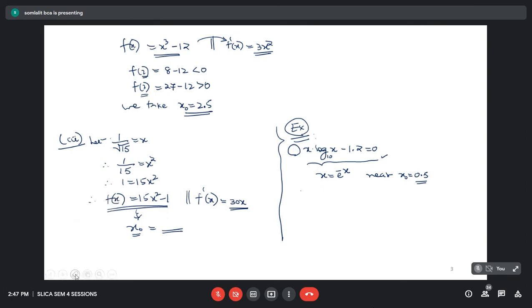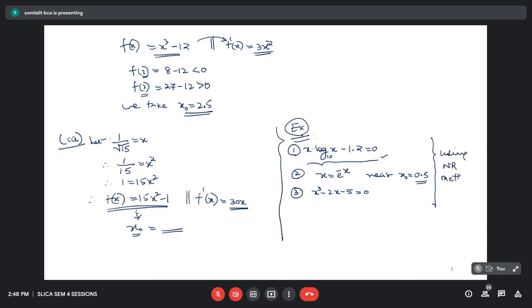Let's try the third question here. This is 1, this is 2, and one more for you, the third one. It is a polynomial function, x cube minus 2x minus 5 equals 0. Okay, these three functions you are having. You need to write the second one in f(x) equals 0 form. Now the question is to get the root correct up to 3 decimal places using the NR method. Solve the equations using the Newton-Raphson method.